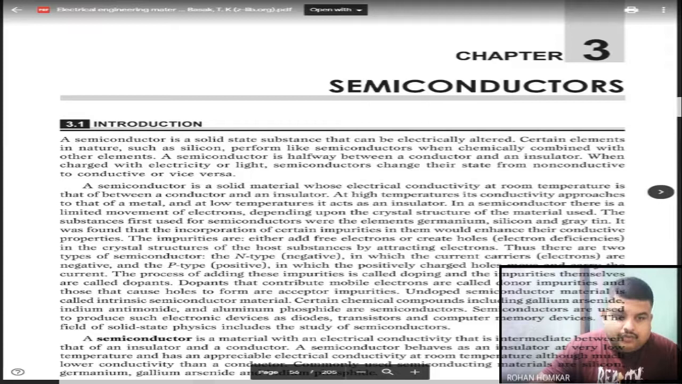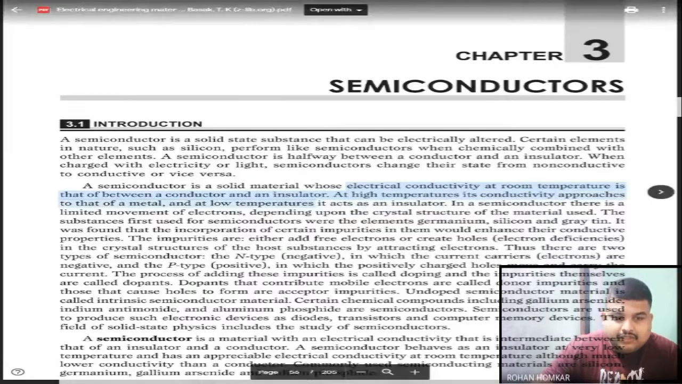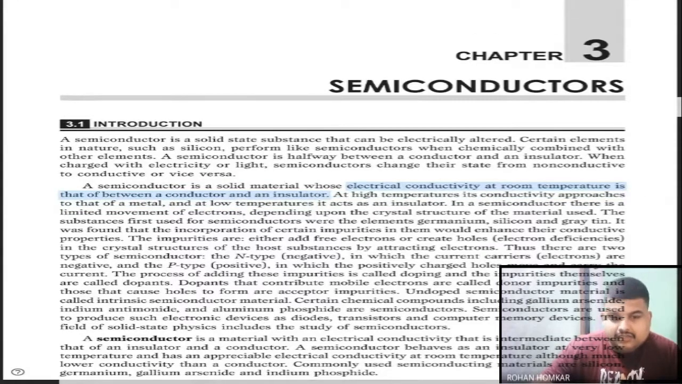Now also, if we talk about semiconductor materials, they have a dependency, or we can say a relation, with temperature also. It means if they have a higher temperature, their conductivity tries to increase. So there are different things which we are going to learn about semiconductor materials today. Now, these have electrical conductivity at room temperature between that of a conductor and an insulator. At high temperature, it becomes a conductor, and at low temperature it acts as an insulator.